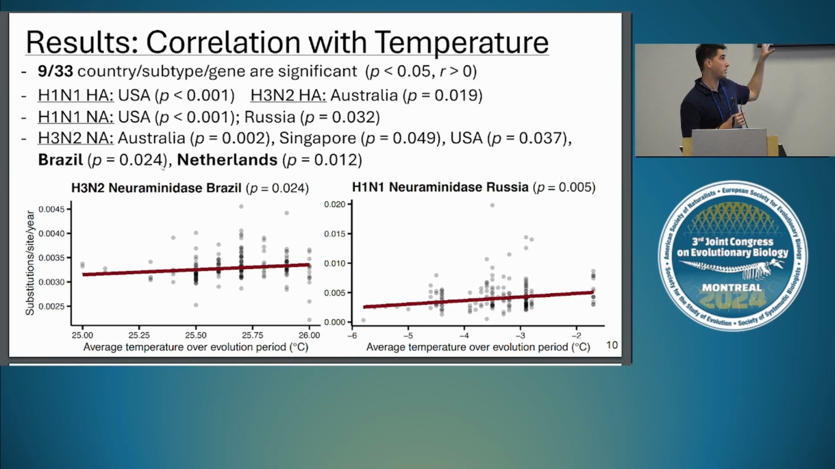What we noticed is that we found this pattern across both subtypes and the 2 genes we had. And also we found it in both the northern hemisphere, so in the USA, but also in the southern hemisphere in Australia. But surprisingly, we also found it in Singapore and Brazil, which are countries that are way closer to the equator and where influenza season is not as well defined. So that was interesting to see.